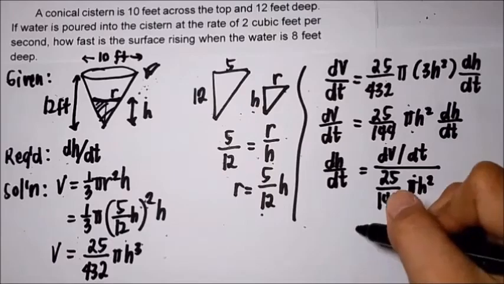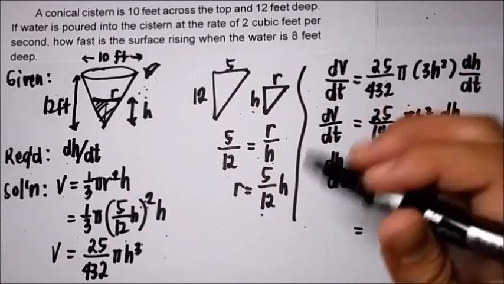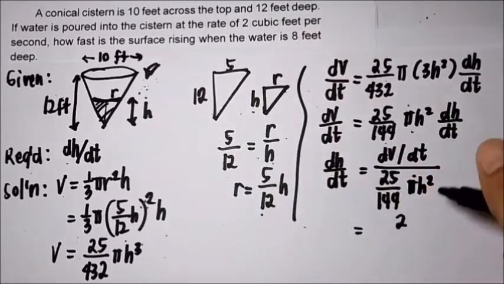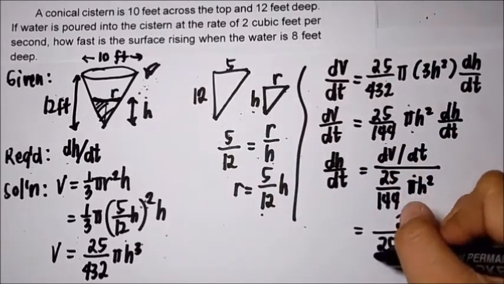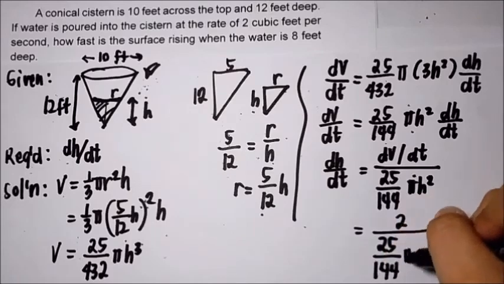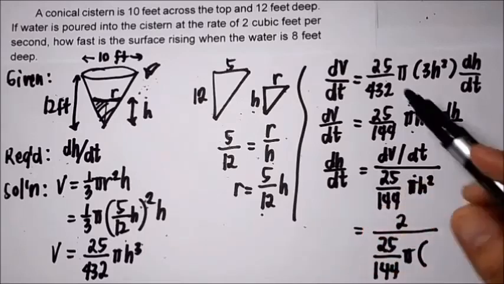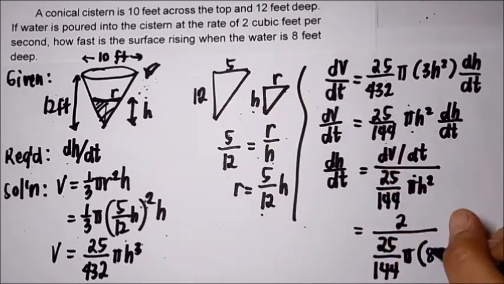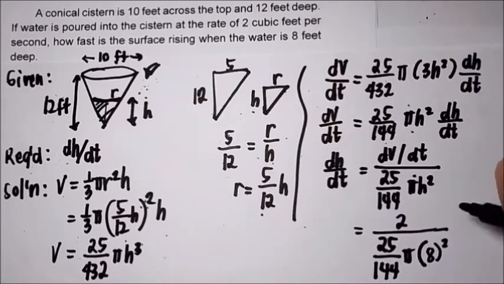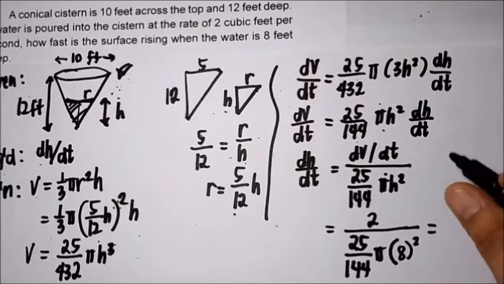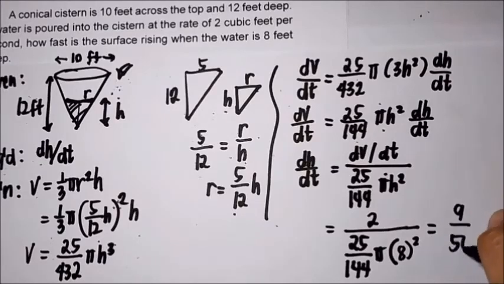So let's now substitute. dv over dt is given as 2 cubic feet per second. So we have 2 all over 25 over 144 pi. And what is the value of h when the water is 8 feet deep? So we have 8 squared. Solving this now, we will be getting the value of 9 over 50 pi feet per second.